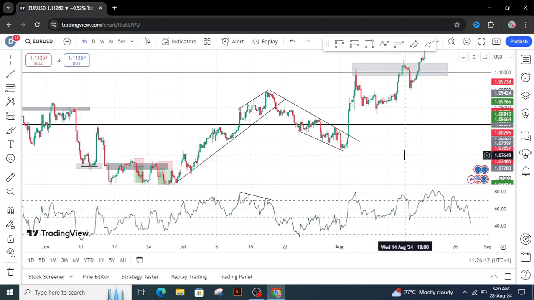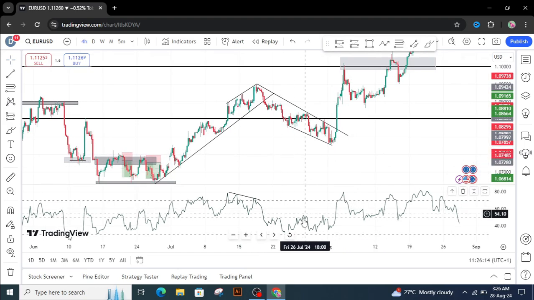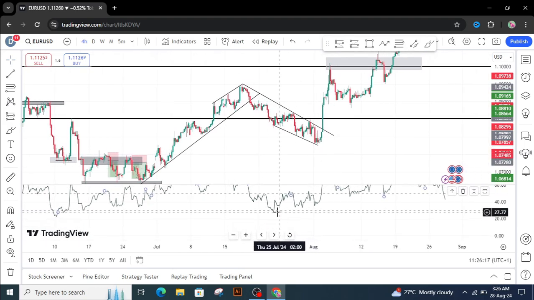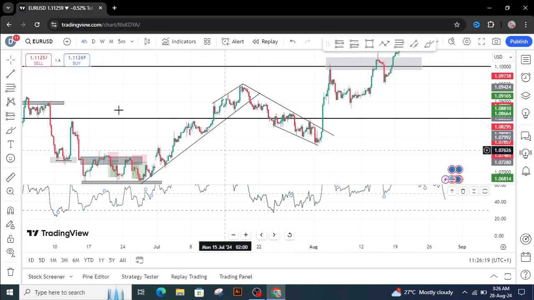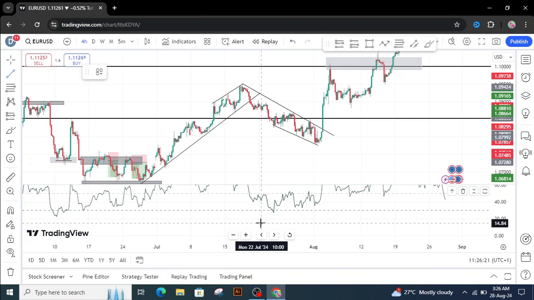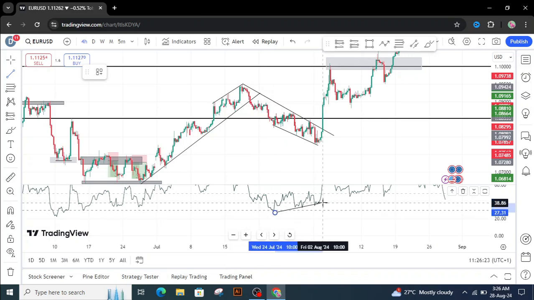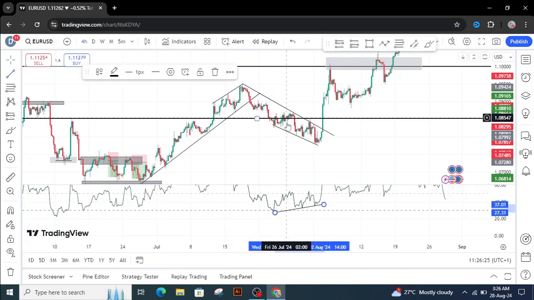Okay, the market is in a downtrend. So what you want to look for is, as soon as you see that divergence, you want to get out. As you can see here, see that divergence here. The market is making higher lows here, while this one is making lower lows, as you can see. So this is momentum pushing to the upside.